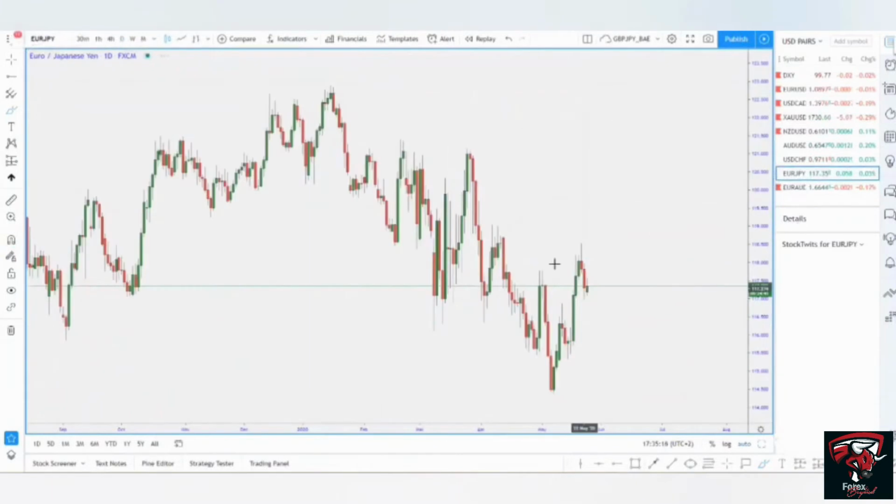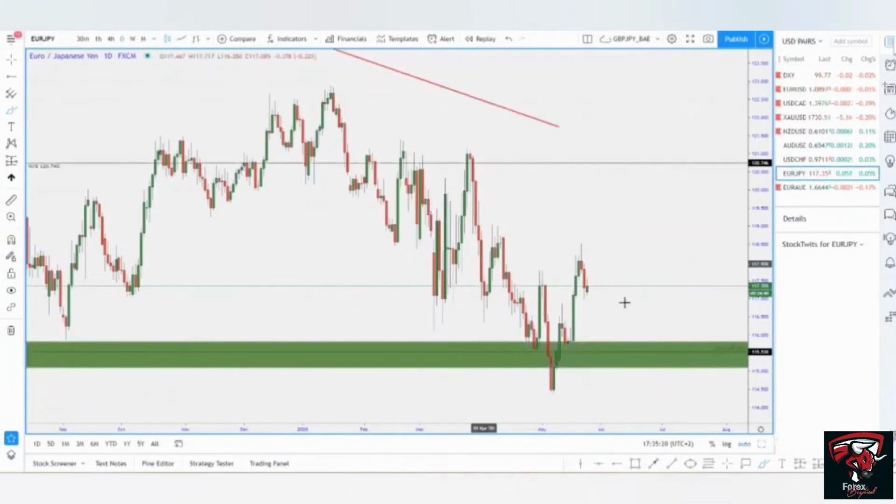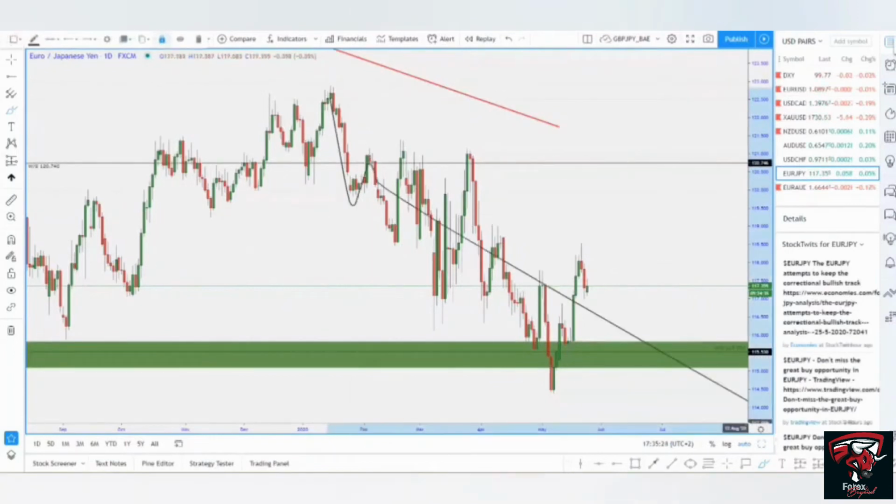So let's keep on choosing different pairs so we can actually understand what is happening. From there you do have a downward push, pull back, downward push.